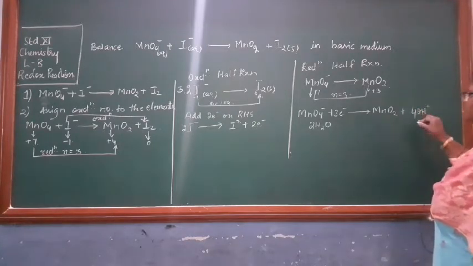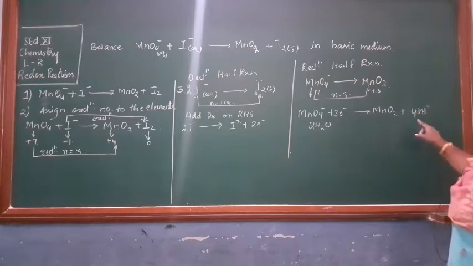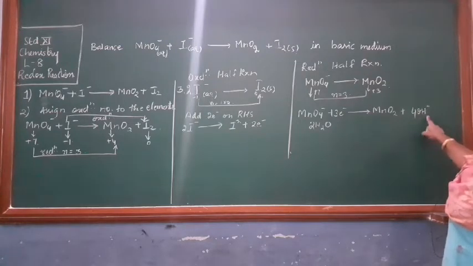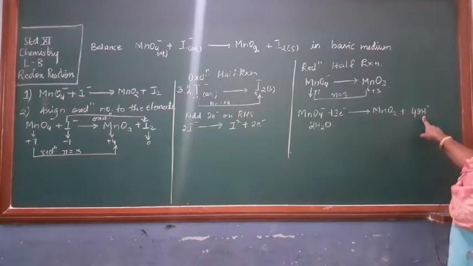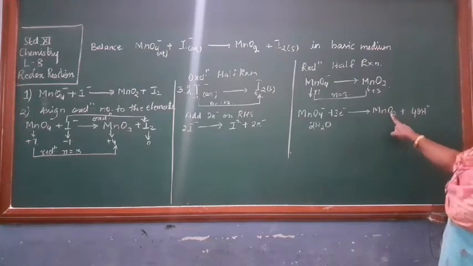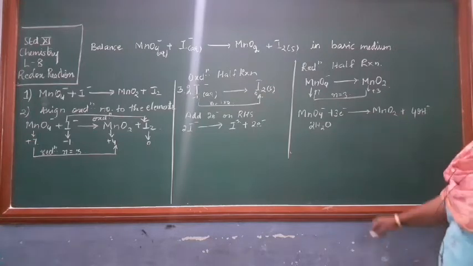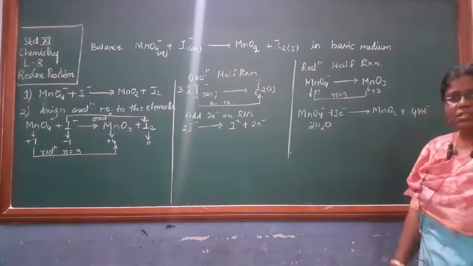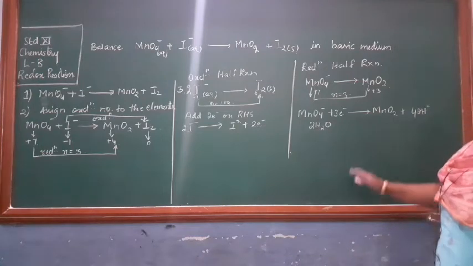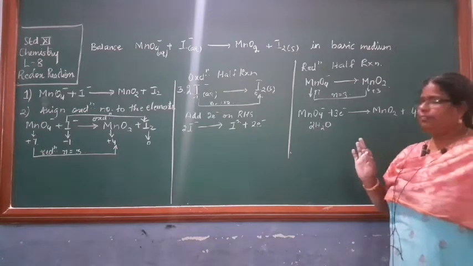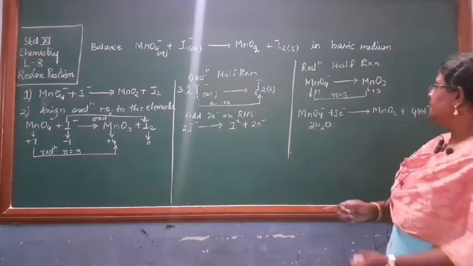So if I put it this way, 4 OH minus, how many hydrogens do I see here? I see 4 hydrogen, and how many oxygens? 2 plus 4, 6. Here also I see 6 oxygens, isn't it? So both are now balanced. Okay? What is the next step?